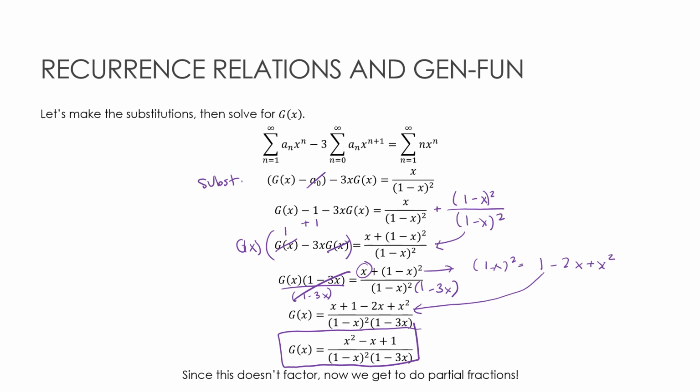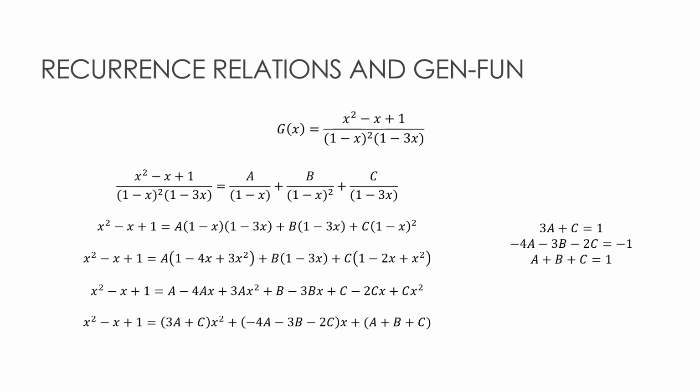We're going to have to take this expression and do some partial fractions. So with my partial fractions, if you'll recall, I have 3 factors in my denominator, 1 minus x, 1 minus x, and 1 minus 3x. Because I've got a duplicate here, when I write the right side as the partial fractions, I have A over 1 minus x. Then I have B over 1 minus x squared, again because it's a duplicate.